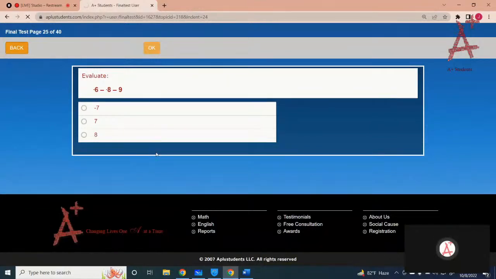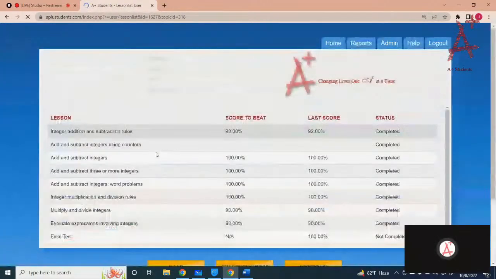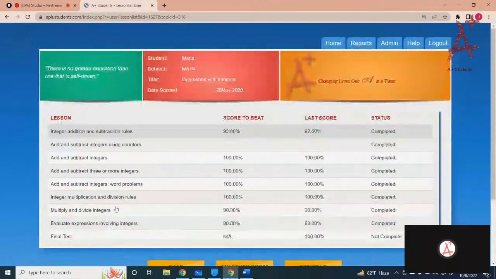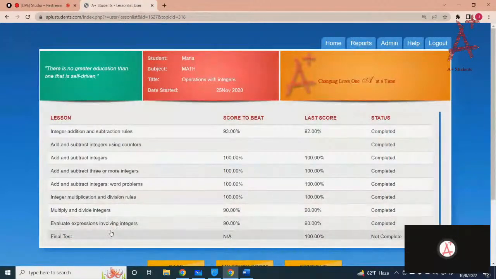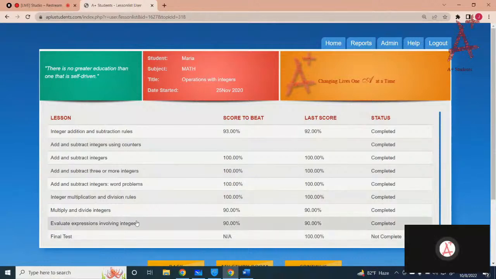We have done three of the topics today, and the topics are multiply and divide integers, evaluate expressions involving integers, and the final test. You can find these lessons on aplusstudents.com. You have to log in there using your email address and password. Then you have to select math from the subject tab. Then you have to scroll down to grade 8, click on view all lessons, and we are working on chapter 3, that is operations with integers. And the topics we covered today are multiply and divide integers, evaluate expressions involving integers, and the final test.